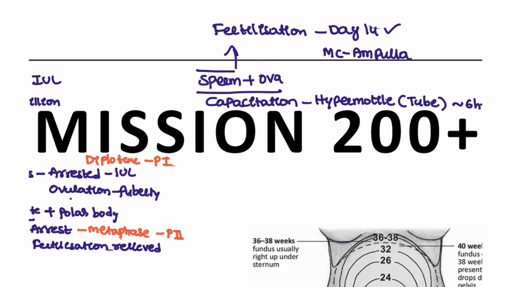And when the sperm and the ova attach, they form the zygote. So this is the general process of fertilization.